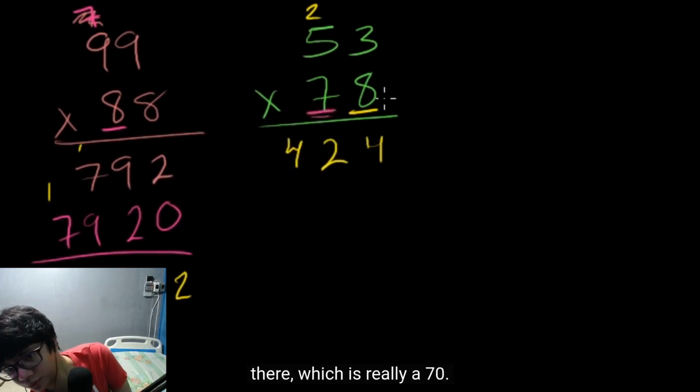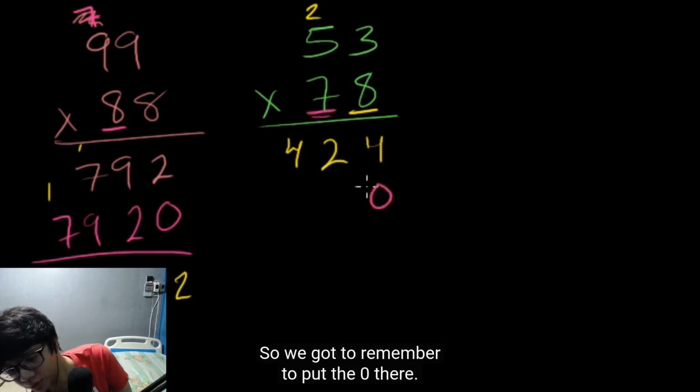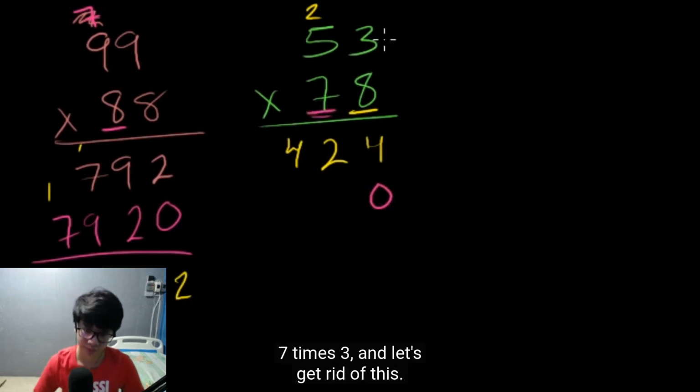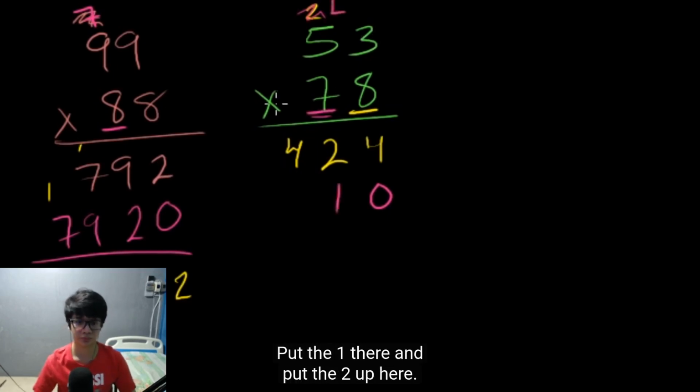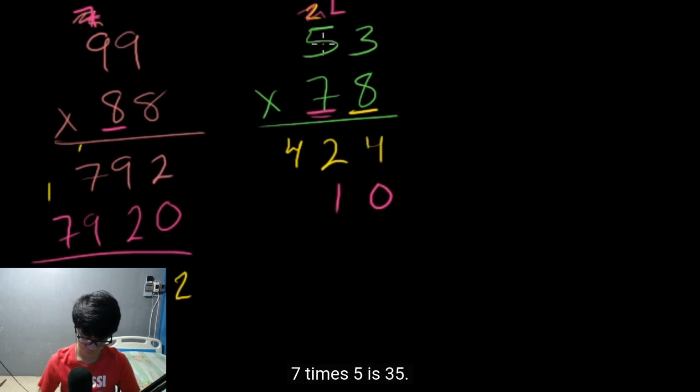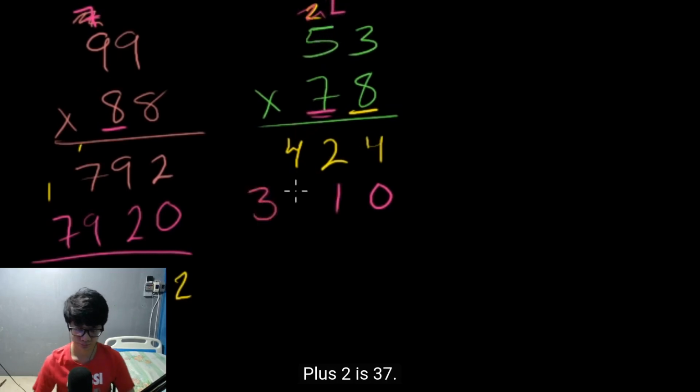That 7 right there, which is really a 70. So we've got to remember to put the 0 there. 7 times 3, and let's get rid of this. Don't want to get confused. 7 times 3 is 21. Put the 1 there and put the 2 up here. 7 times 5 is 35, plus 2 is 37.